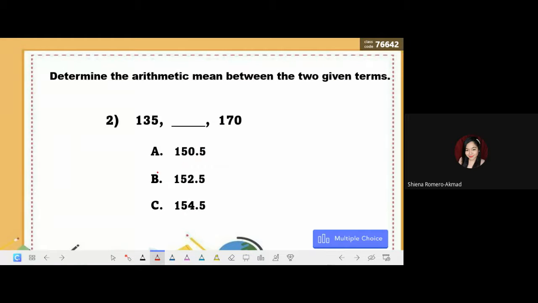Okay? Next. 135 blank 170. Yes, Ashley, naka-raise ka pa rin. Letter B po ulit. Sige nga, paki-solve. 135 plus 170. Wait lang ma'am. Divided by 2. Equals 305 po.